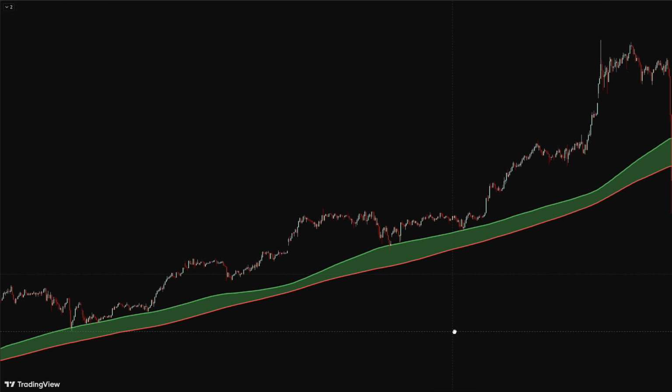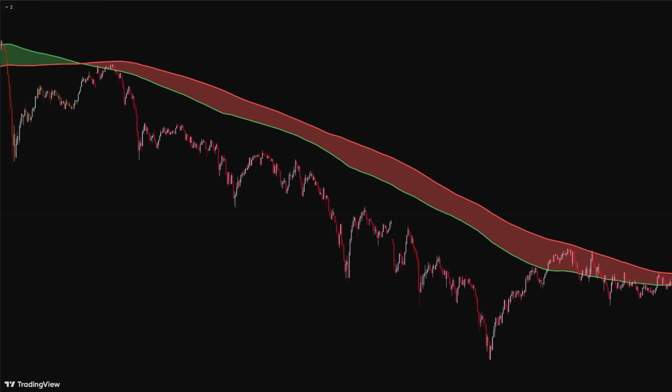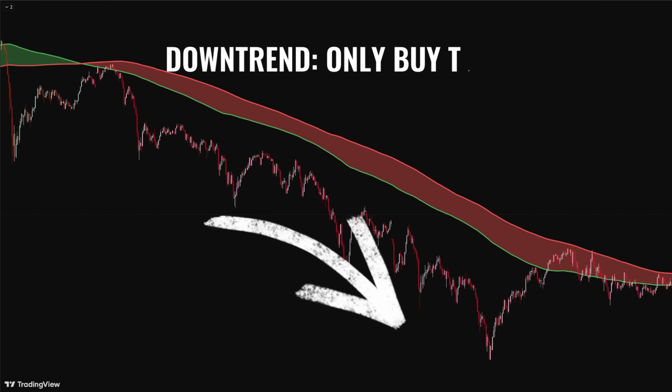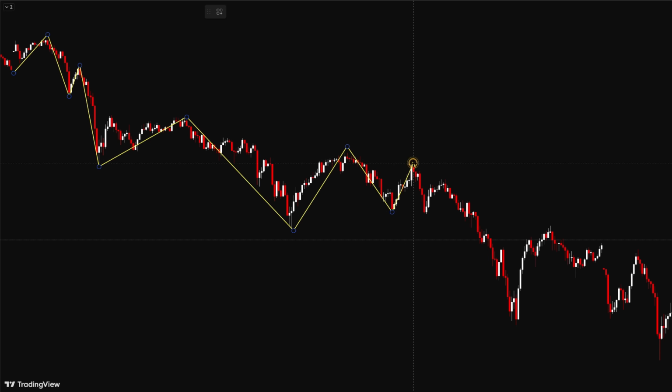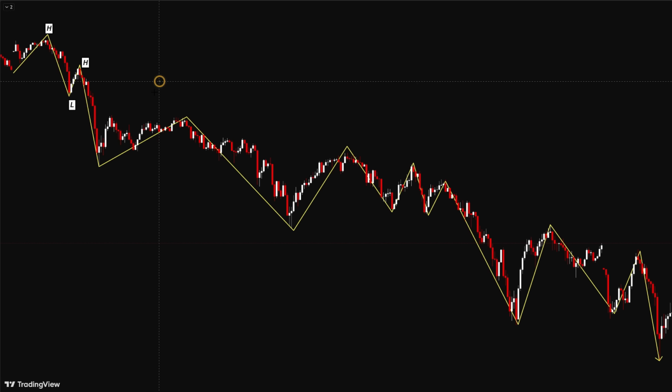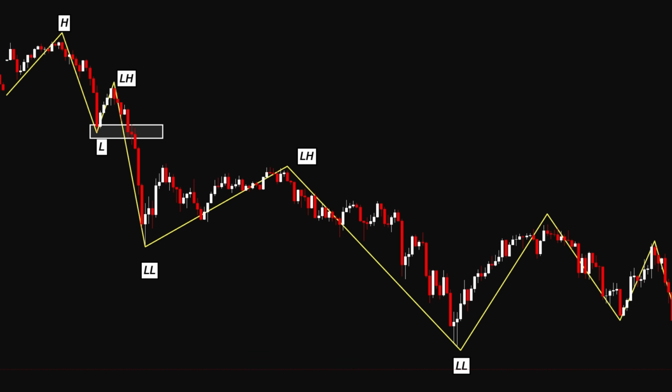Now, when price is above the green cloud, I only look for buys. And when price is below the red cloud, I only look for sells. No exceptions. This alone removes a huge percentage of bad trades. Now let's connect this to the structure. In a downtrend, price creates lower highs and lower lows. When a lower low breaks, continuation is likely.